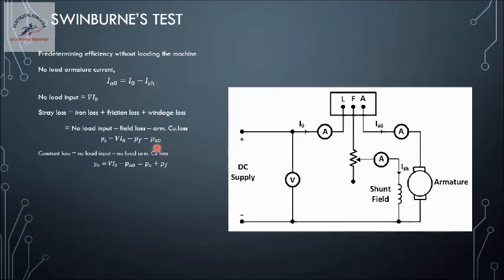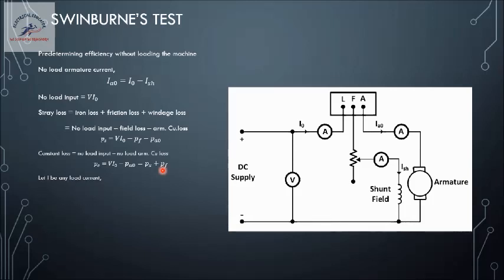So from this equation, we see that V I naught minus Pa naught is equal to Ps plus Pf. So that is stray loss plus shunt field losses. So stray loss and shunt field loss are called constant loss as per Swinburne's test.